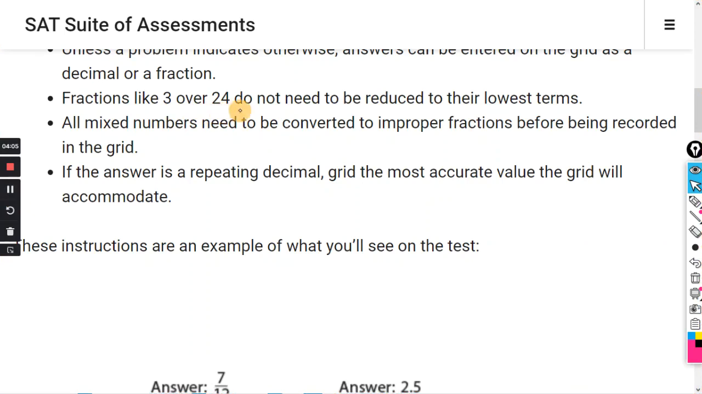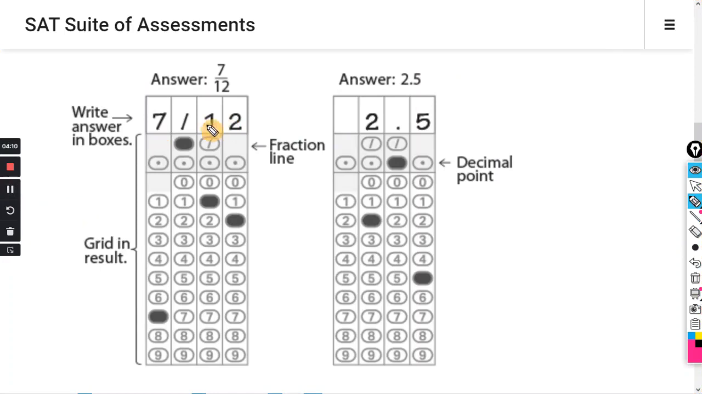So it says something like 3/24 does not need to be reduced. But as you can see, you can only fit so many numbers in this box. Other than the slash, you can only fit 3 digits. So if you had something like 10/50, there's no way you can fit that. So in that case, you would have to reduce it to 1/5. Or you can just do the decimal, which would be 0.2. So in some cases, the fraction might be too big to fit in the boxes.